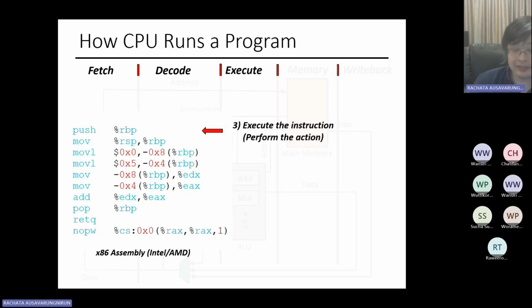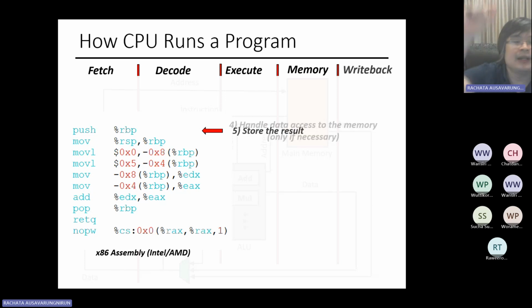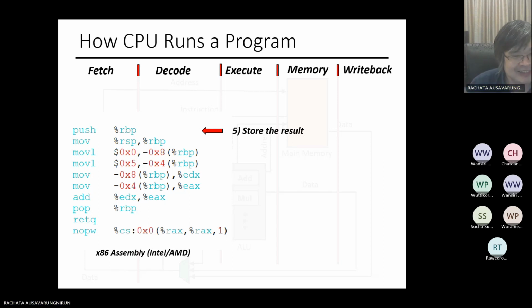Then the next step is execute. Execute means that now I know what I have to do, I run that. Memory means that if I had to go and access DRAM or anything, I would do it now. And then I wrap it up: now that I have the result of my instruction, I want to store the results. Then I move to the next line. If I have the ability to perform the action on this line and the ability to move to the next line, I'm good. That's it.